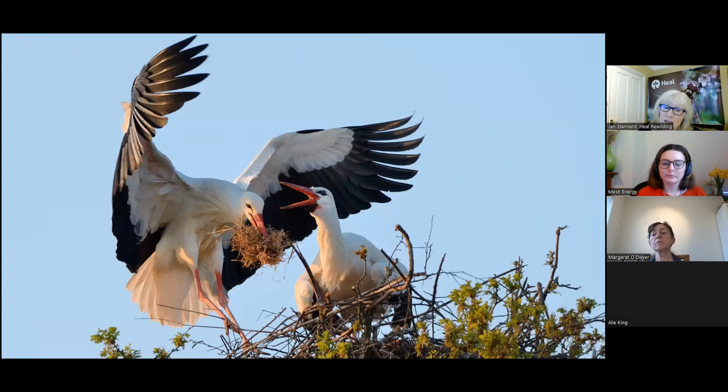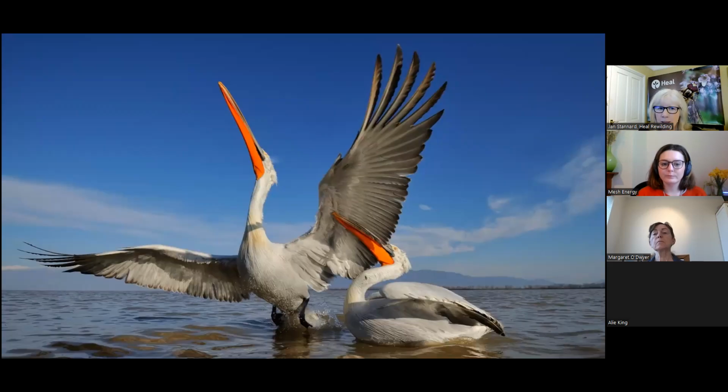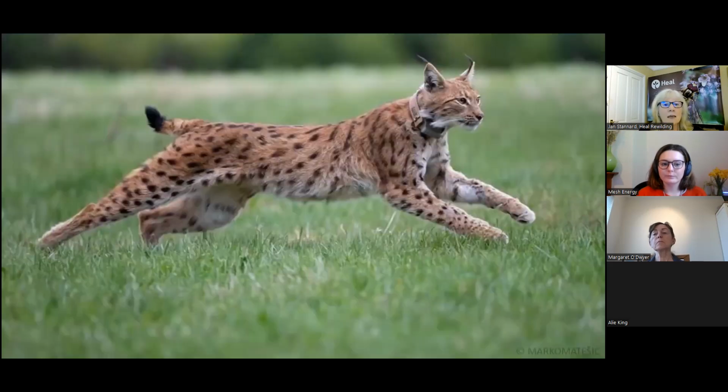Storks have been reintroduced at NEP. That's a significant species. And this year, bison, European bison, are being reintroduced to this country, which is an extraordinary project in Kent. And then some people want Dalmatian pelicans to come back. Some people want lynx back. And that could happen in Scotland. They're very shy, but that's a top predator. So that would help keep deer populations under control.